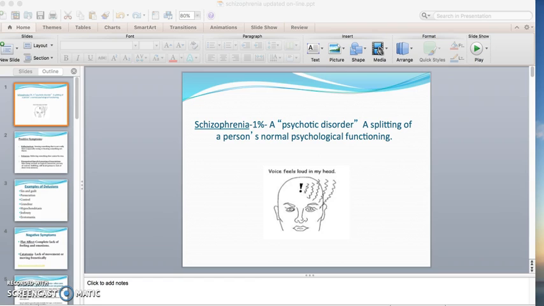Schizophrenia: schizo means split, phrenia means brain. So it means split brain. That's the actual breakdown of the name of the disorder, but that's kind of misleading. People with schizophrenia have psychosis, and we'll talk about what psychosis means in a second. But it's not to be confused with multiple personality disorder, which was covered in the dissociative section.